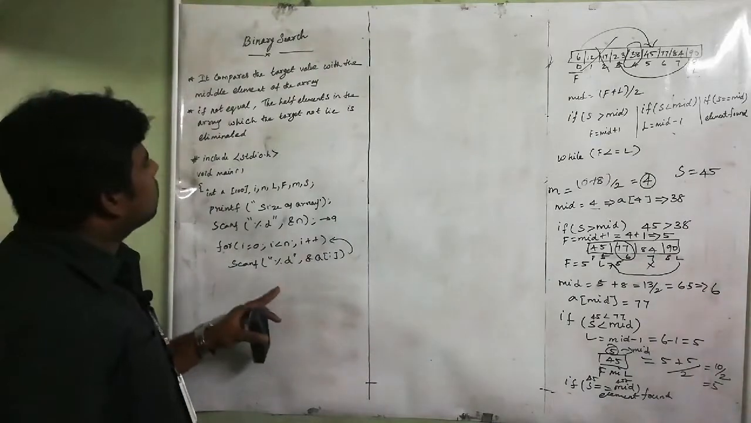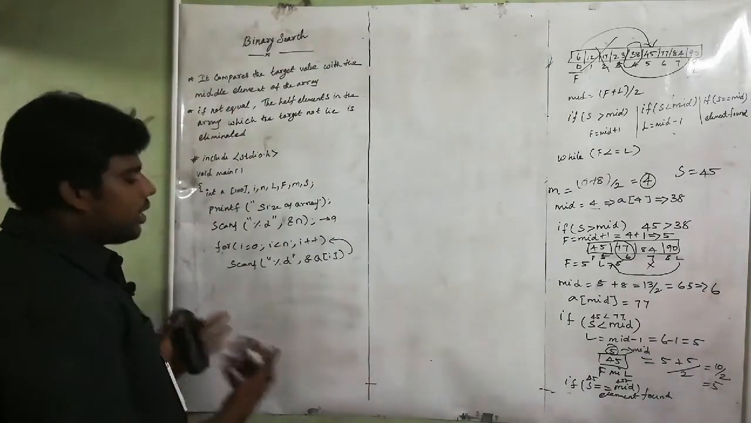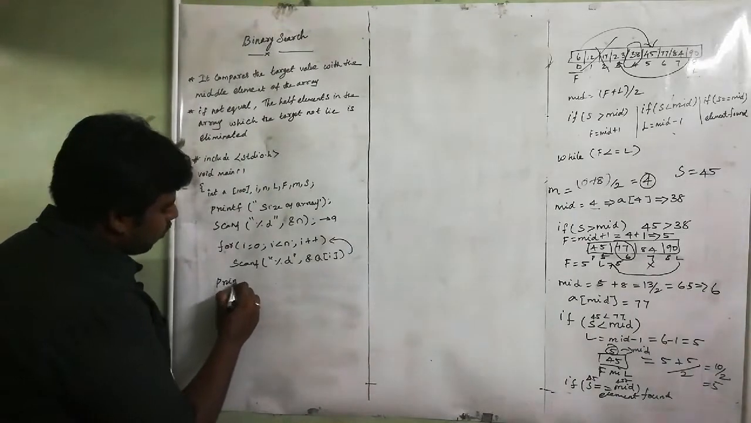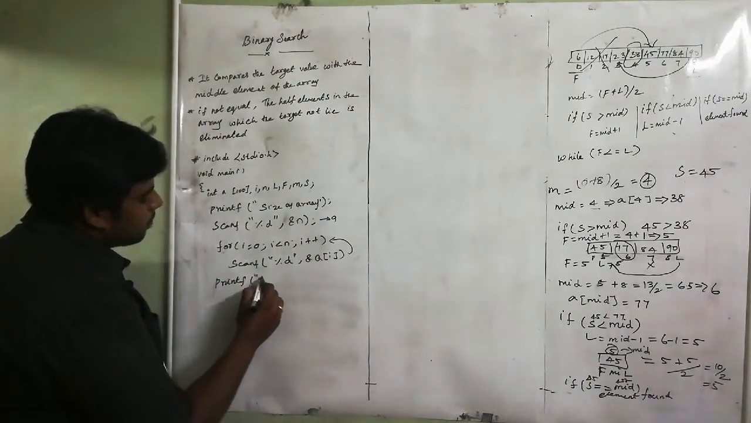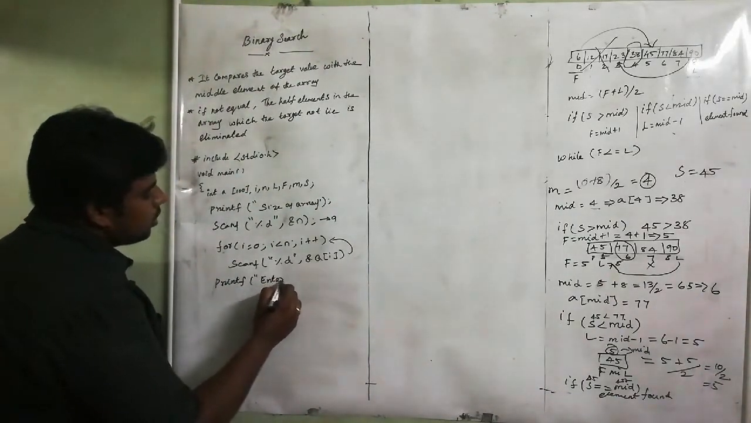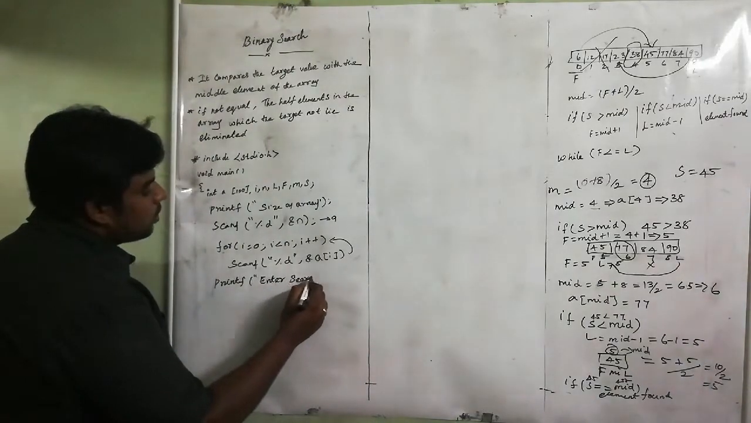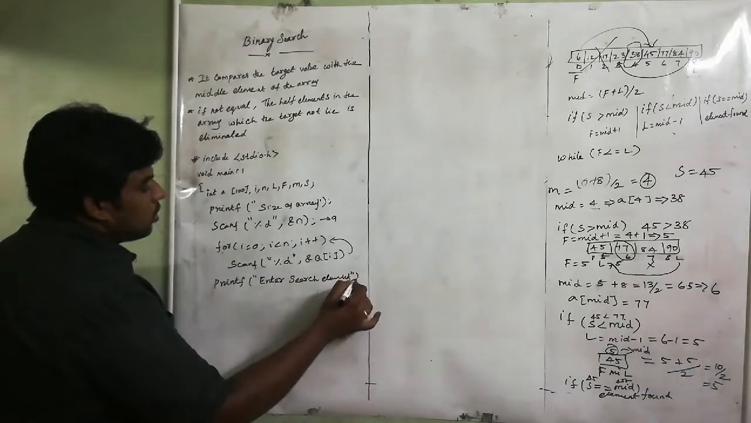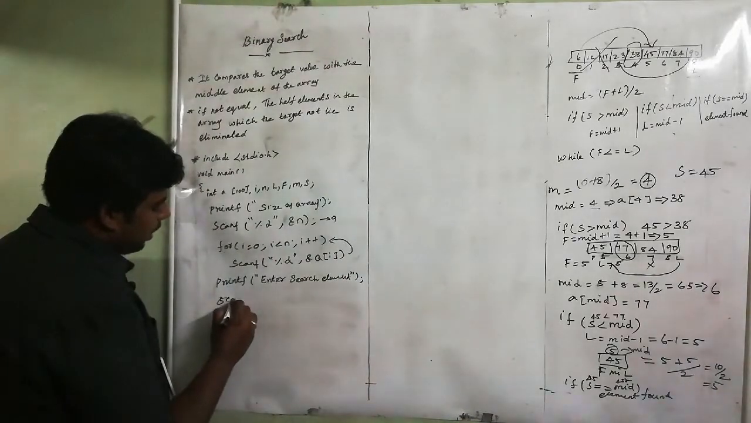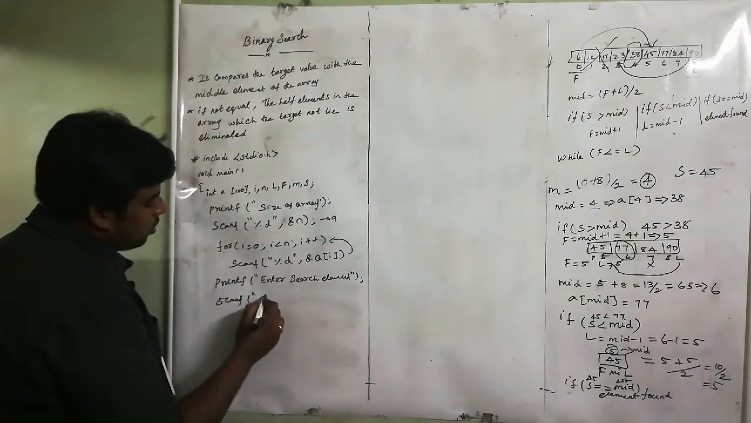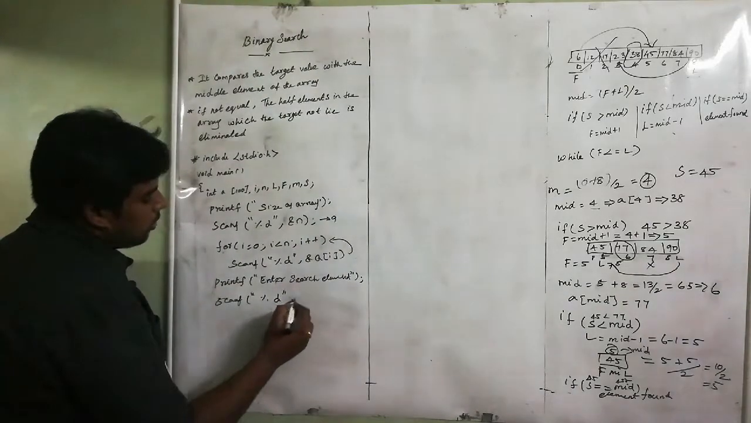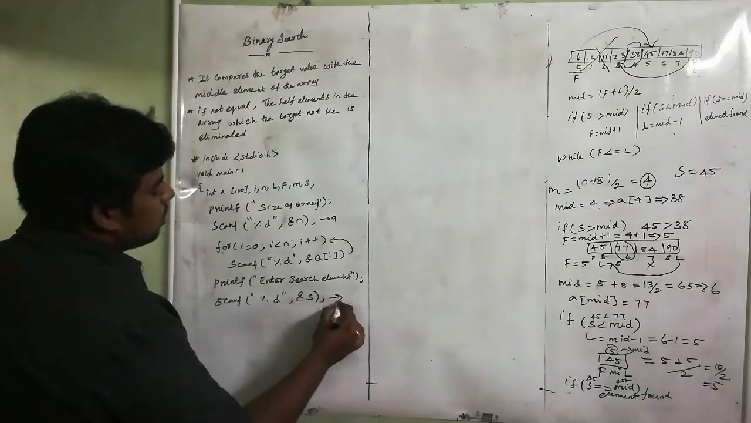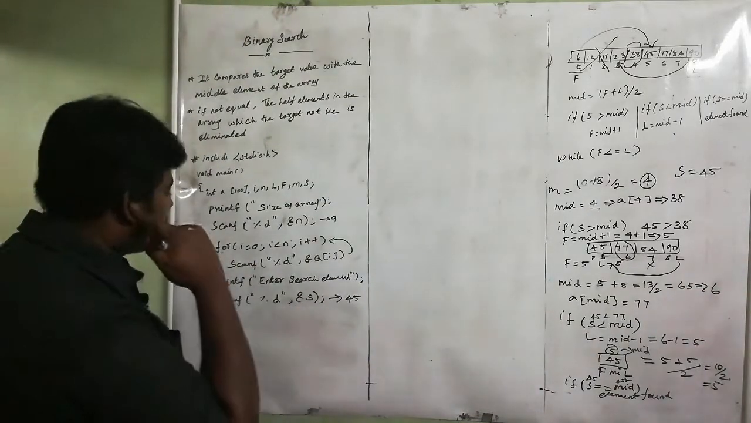Now what's the next step? Search. I need the search element. So get the input for the search element. Printf, enter search element. Using scanf get the input. Scanf %d, comma, ampersand S. Here, for example, my search element is 45.